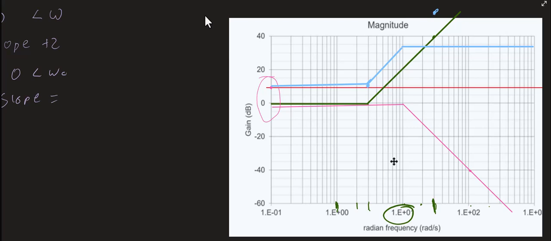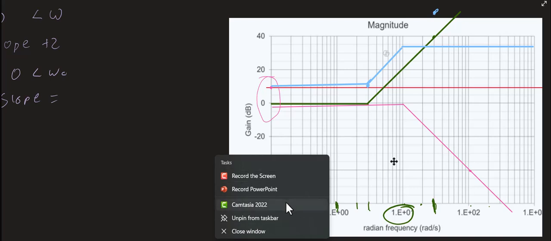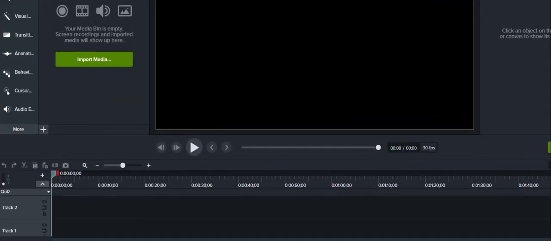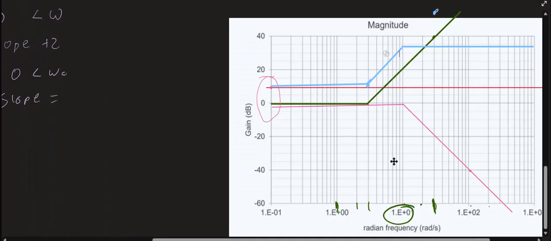So questions on that? Questions on Bode plots in general, because I'm about to stop. All right. Did it not record? It may have not recorded.